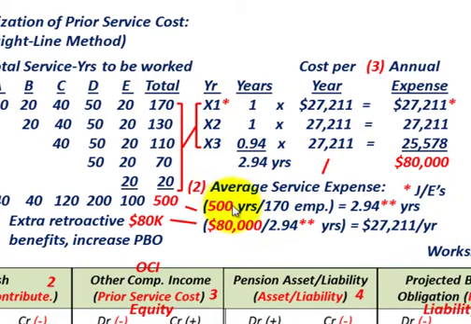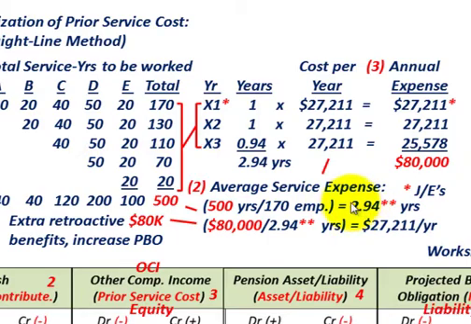You divide that into the 500 years of total service years worked, and on average, each employee would have worked 2.94 years here. So that's how we're going to allocate our retroactive benefits. You take that retroactive $80,000 being granted to these employees and divide it by the average service years for each employee, 2.94 years, and you get an average service expense of $27,211.